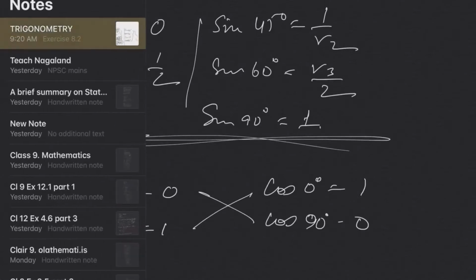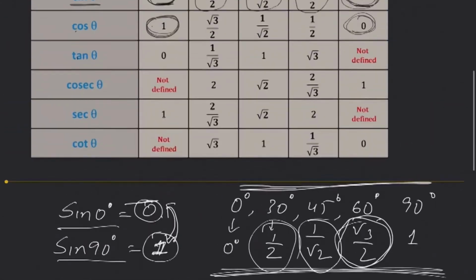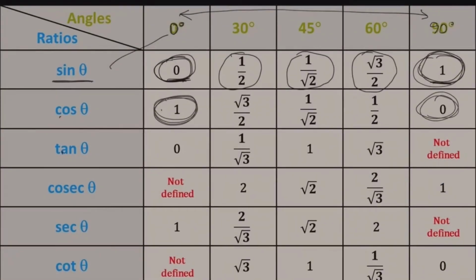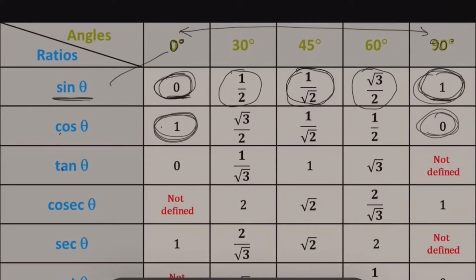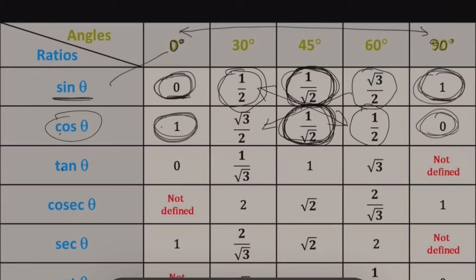It is reversed. After this, you'll observe that sine 45 degree and cos 45 degree are the same. If you remember the value for sine 45 degree, the same value will hold true for cos 45 degree. Then reversing across, sine 30 degree is 1 by 2, that is the value of cos 60 degree, and sine 60 degree is root 3 by 2, that is the value of cos 30 degree.